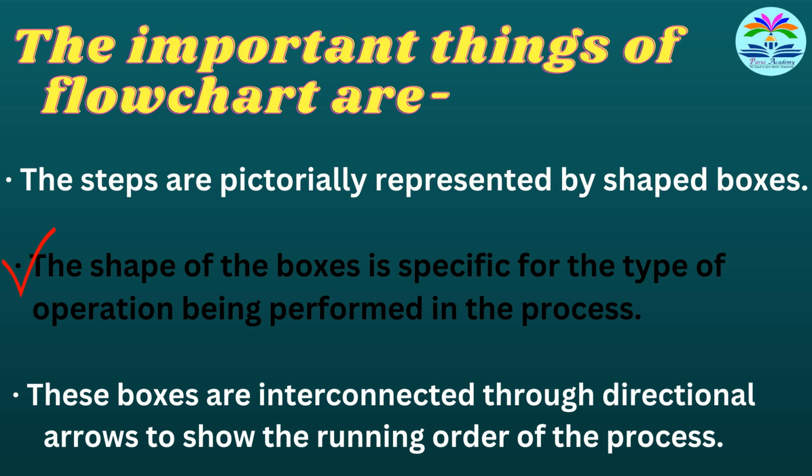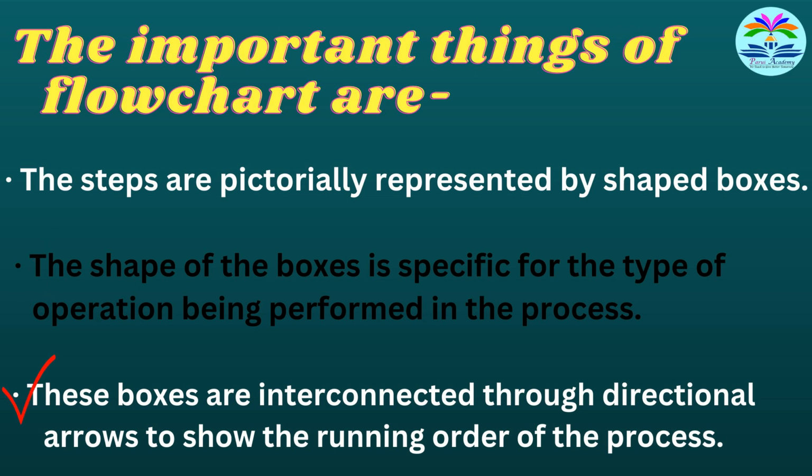Number two, the shape of the boxes is specific for the type of operation being performed in the process. There are many types of shapes and every type indicates one particular thing when we make a diagram of a program. So we say the shape of the boxes is specific for the type of operation being performed in the process.